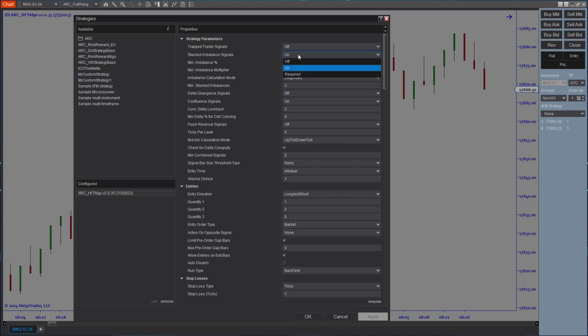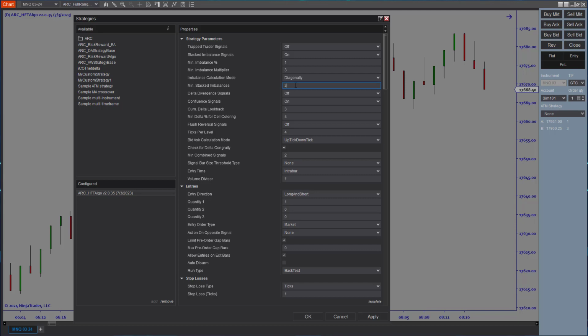So what I have here is stacked imbalances turned on, minimum imbalance is set to 1, minimum multiplier is set to 3. I have the mode as diagonal, which is kind of the standard, the norm, if you will. You can try it horizontal, see if that works better for you, that's fine. Minimum stacked imbalances, I have 3.